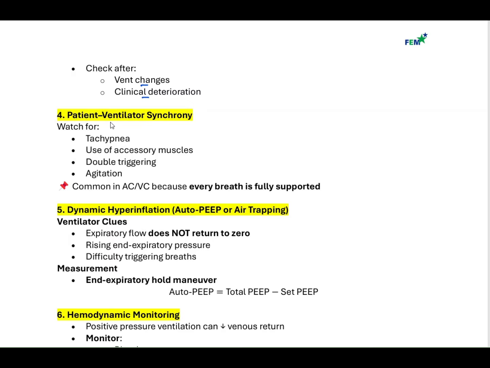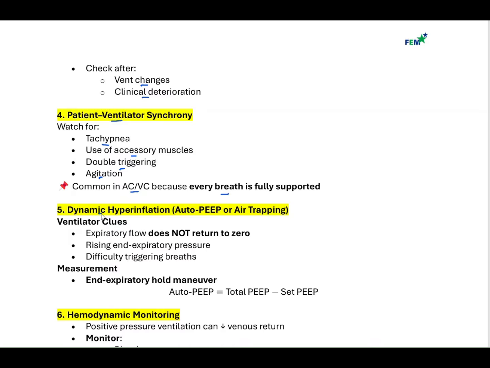And the next thing is going to be patient-ventilator synchrony. So you want to make sure the patient is in synchrony with the ventilator. The things that we watch out for are: is the patient tachypneic? Are they using accessory muscles? Are they double triggering, which we're going to talk about later? Or are they having agitation, right? Those are the things that you want to be looking for, because remember, what we see in AC, every breath is going to be fully supported, either based on your set respiratory rate or the patient trigger.